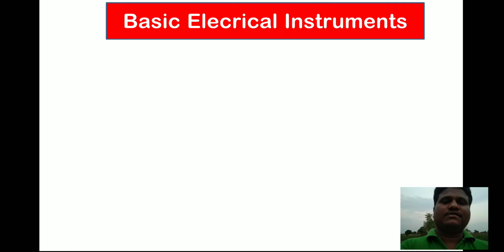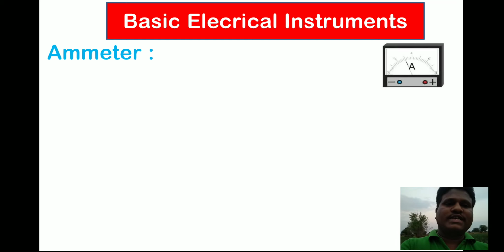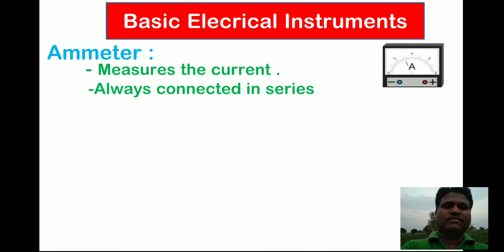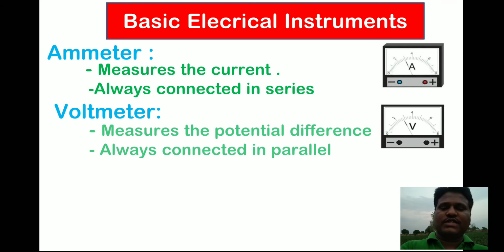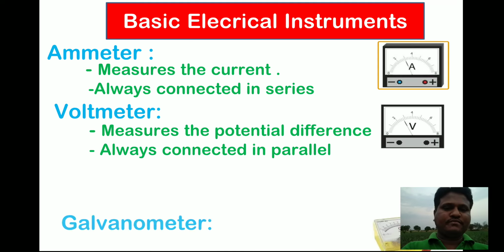Next is ammeter to measure the current, and next one is voltmeter to measure the potential difference. So what are the basic electrical instruments that we normally use? One is ammeter. Obviously you know that ammeter is used to measure the current, and it is always connected in series. In the later part of the chapter we will see what is meant by series and parallel. Here it is voltmeter, which measures the potential difference and is always connected in parallel in the given circuit.